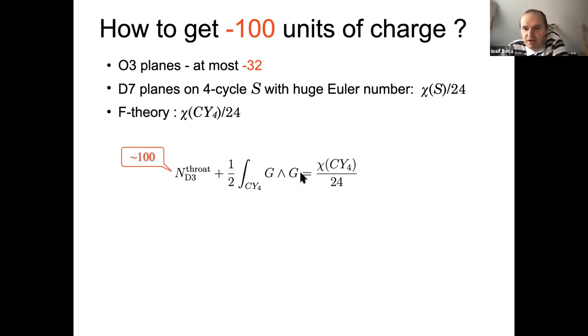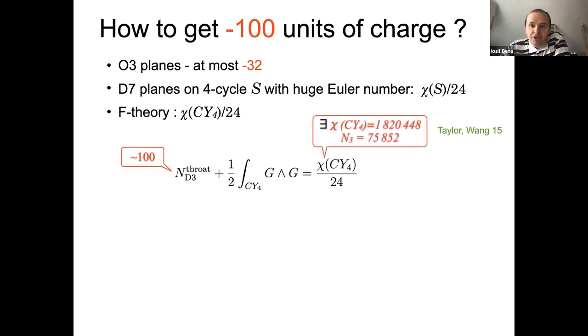This is again written in F-theory language, and the negative contribution is given by the Euler number of the Calabi-Yau 4-fold. So then, you know, maybe you can do this. Maybe you can accommodate 100 units of charge in this Klebanov-Strassler throat in a flux compactification. And indeed, there's this mega big Calabi-Yau 4-fold, which has, again, this Euler characteristic. So the number of D3-branes, the tadpole contribution here, is 75,000.